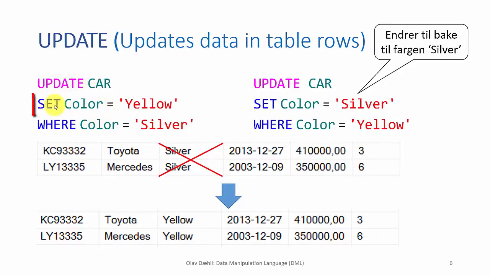And then we use the set statement to specify which column we want to update and what value we want to insert into this column. And normally we don't want to update all the values in the column. Then we use where to filter which rows that will be updated. And here we will only update the rows that have the value silver in this color column. And if it's silver there, then it will be changed to yellow.